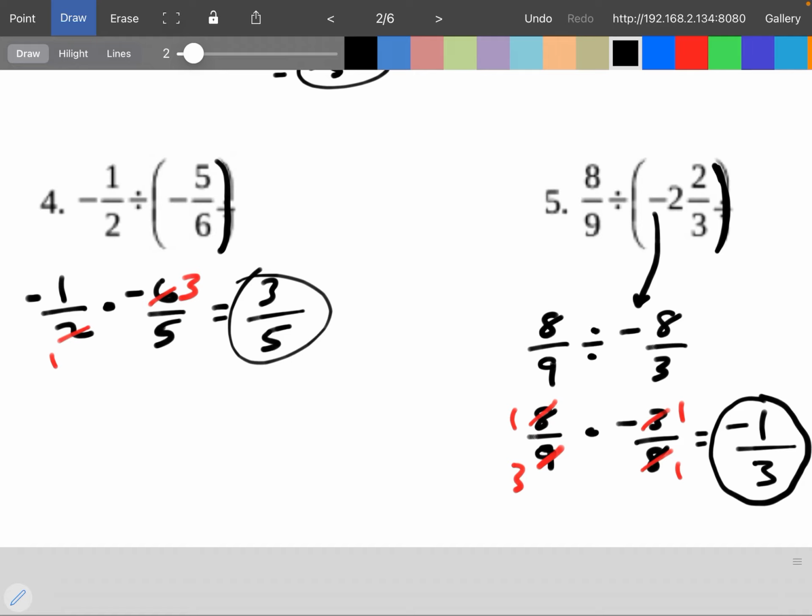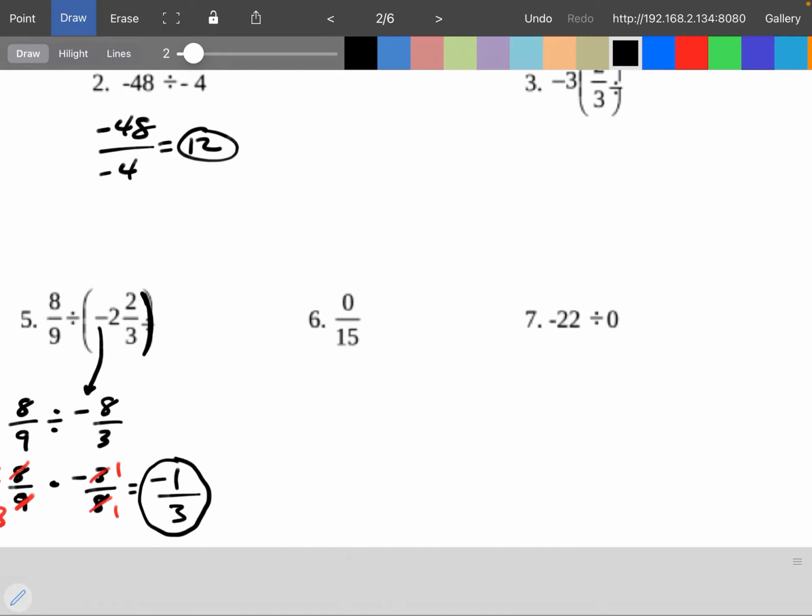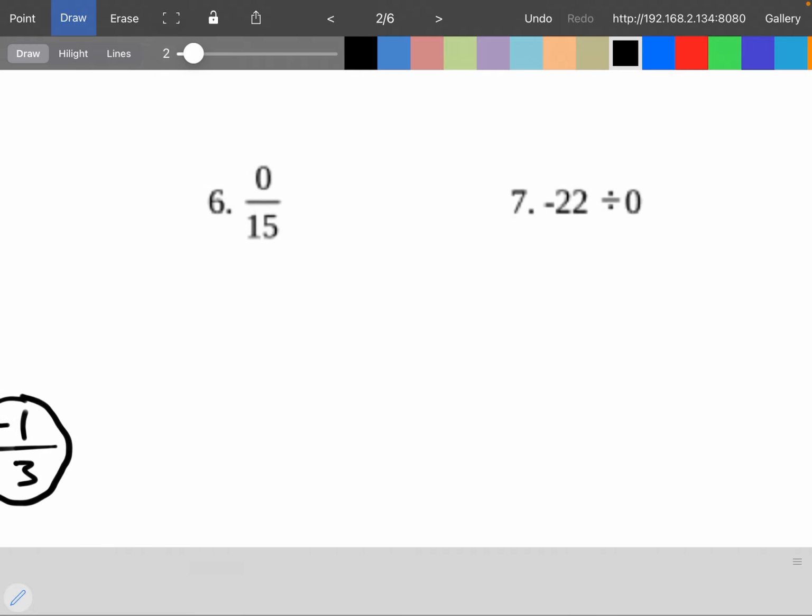Any questions so far? We've got like 3 more to go, right? But 2 of them are really quick, so let's do the 2 quick ones. So I'm going to slide over here, and I'm going to do 6 and 7. On number 6, what's 0 divided by any number? 0. Yeah, 0. Good. So that's just 0.